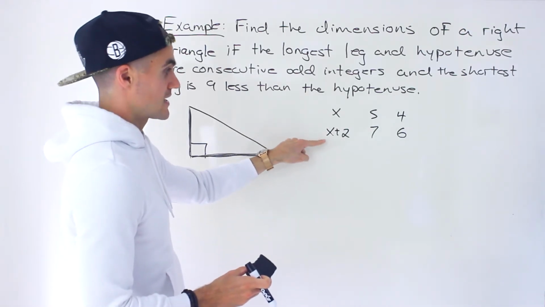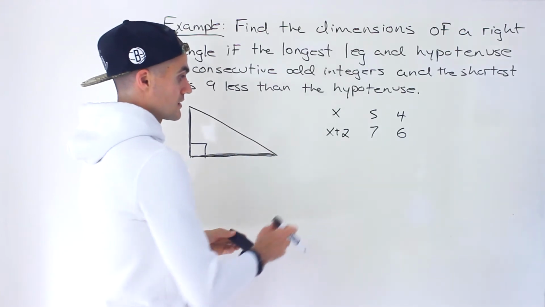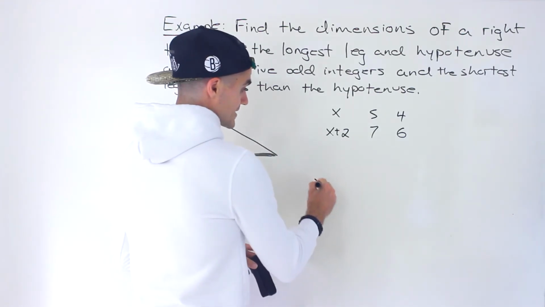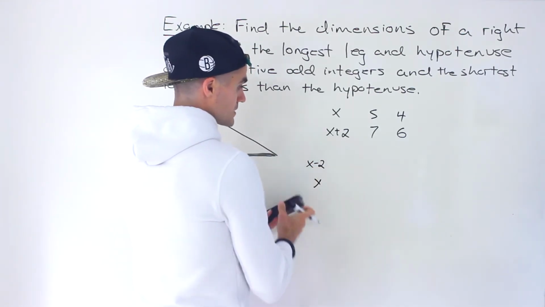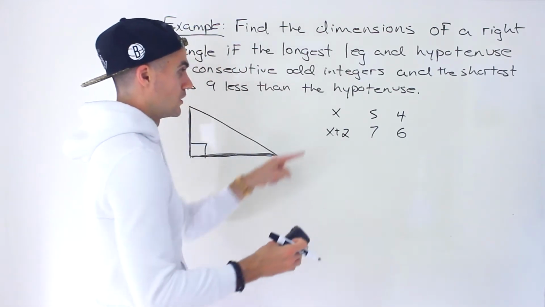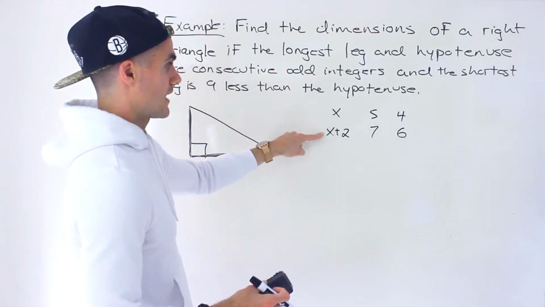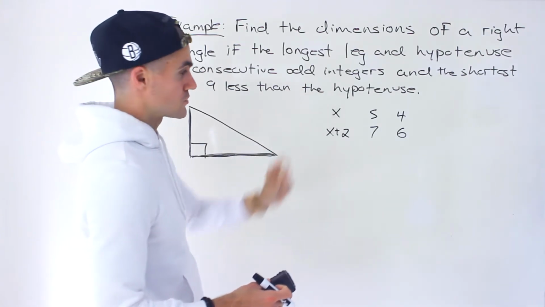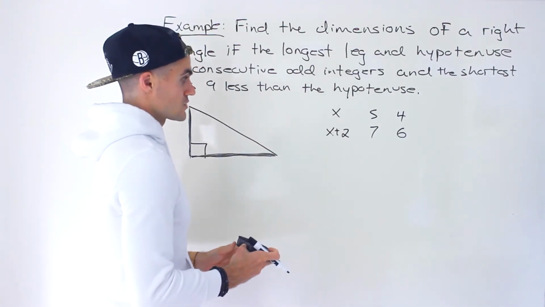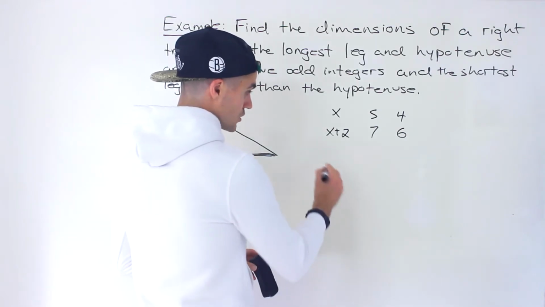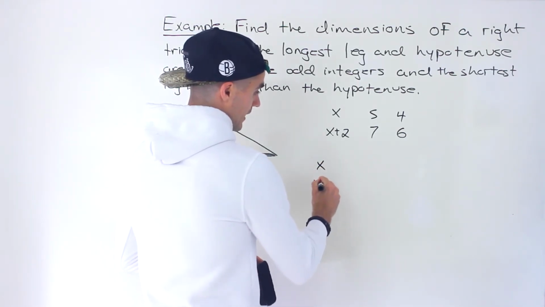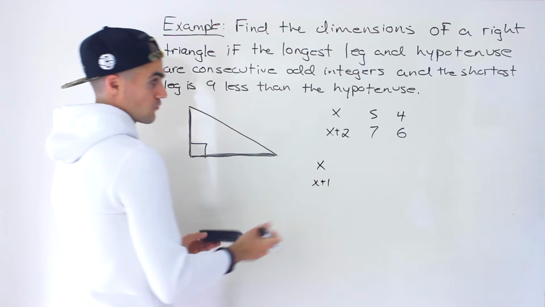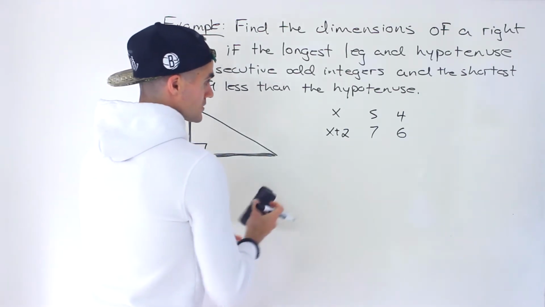You could also do x and x minus 2, so you could represent the larger one as x and then the smaller one as x minus 2. Personally, I prefer to represent it as x and x plus 2, where x is going to be the lower of those consecutive odd integers. Now, if it was consecutive integers, it would just be x and x plus 1. There would be only a difference of 1 between them. Right, so that's how you represent it.